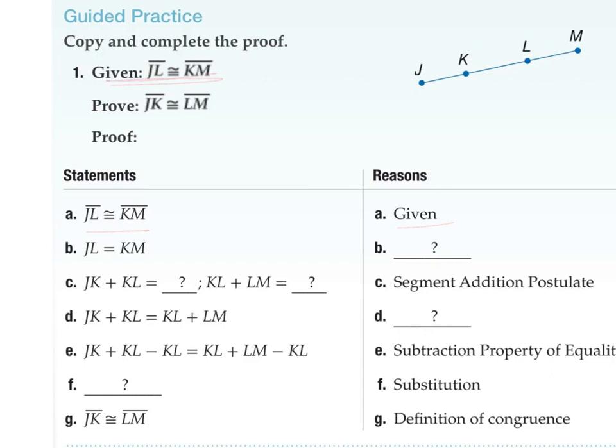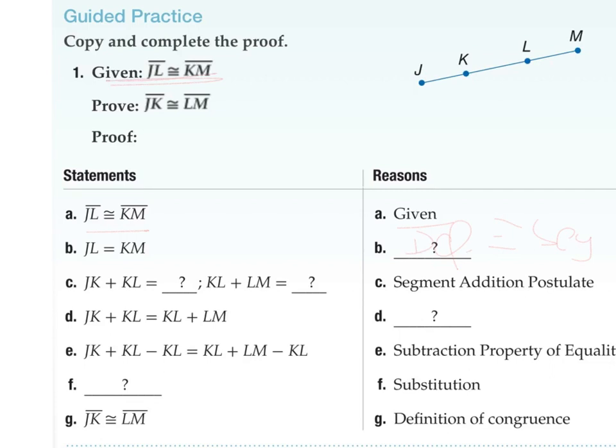JL and KM. Well, according to what you've been given, that is a given statement. But notice the difference between the line above and the line below. This time you've got no notation above it, so this is just the definition of congruent segments. Okay, shouldn't be a problem to you.